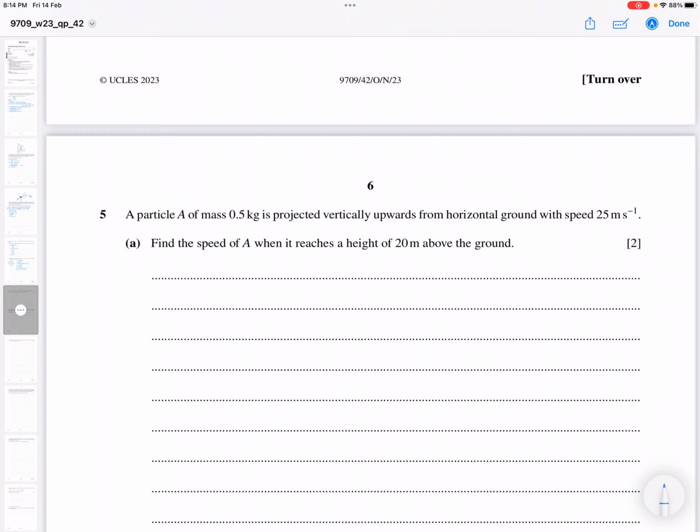Question number 5 says a particle A of mass 0.5 kg is projected vertically upward from horizontal ground with speed 25 meter per second. In part A, find the speed of A when it reaches a height of 20 meter above the ground.